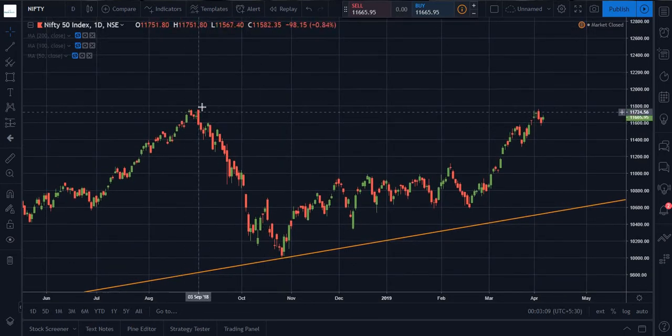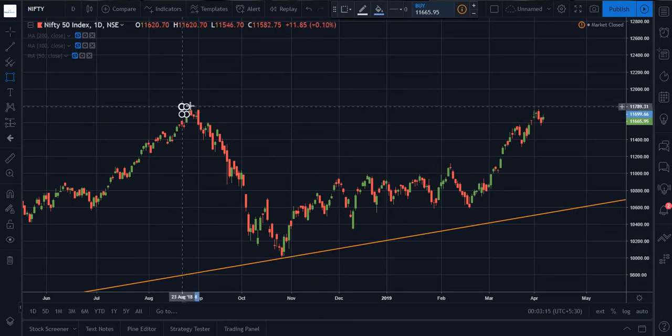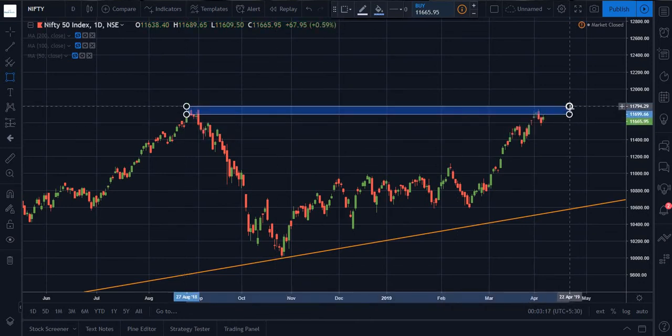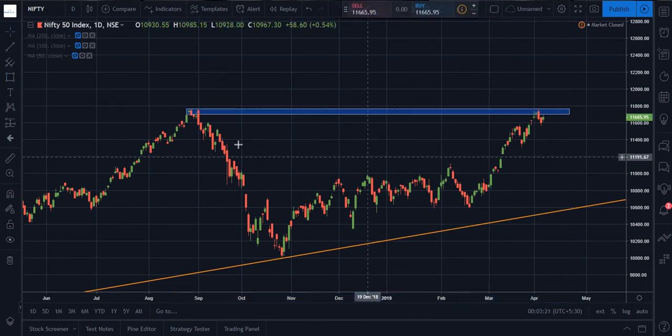Right? First, let's try to draw a zone here because it's clearly a zone. That gives us a clear-cut idea on the chart. Okay, so now I've drawn a zone. This is clearly telling us that since it has come to the previous level, there is some kind of confusion among people, right?